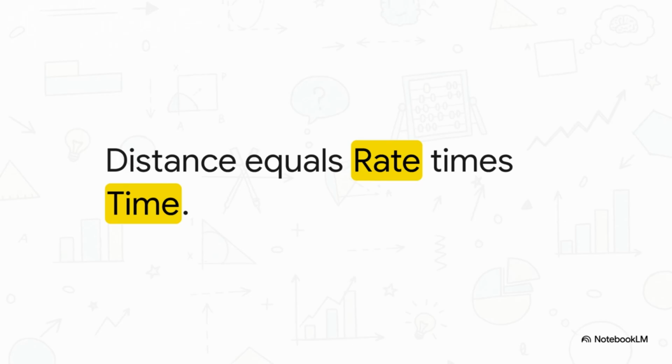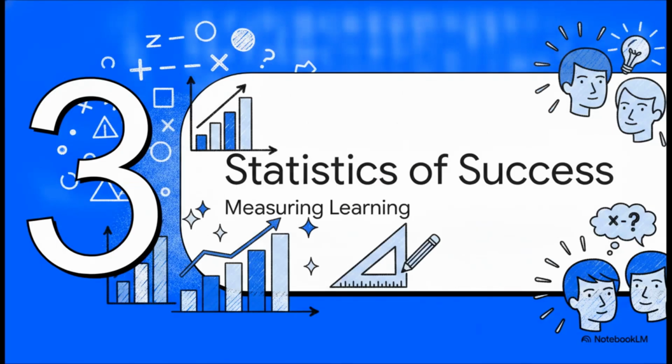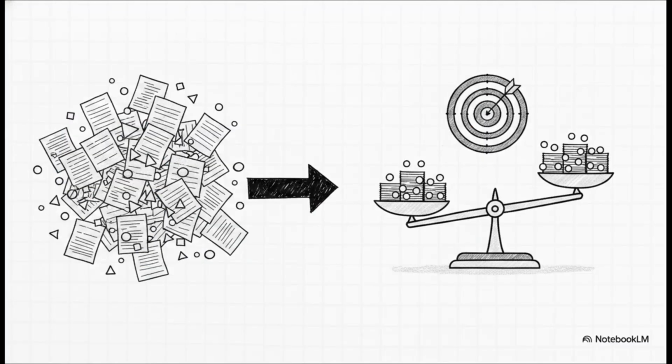But as an educator, simply teaching this math is only half the battle. Accurately measuring how well your students have actually absorbed it, well, that's the other half. Let's transition over to Section 3, the statistics of success. Okay, so the big train test is over. You're the teacher, and you're staring at a mountain of raw data and a massive pile of grading. How do you make sense of it all?